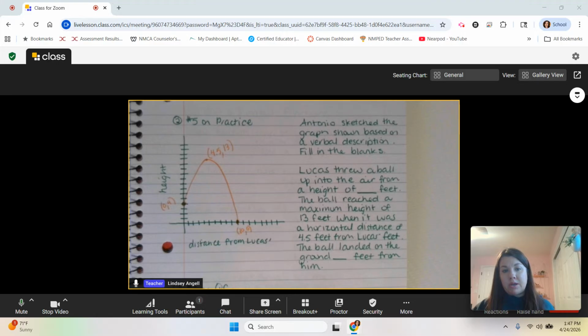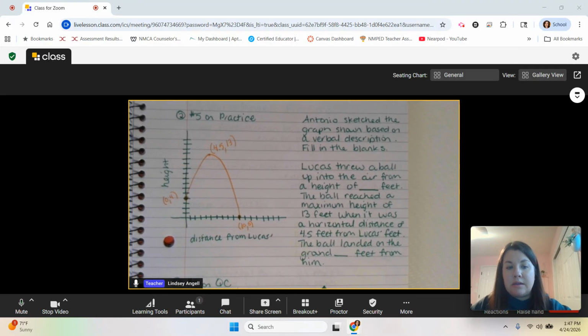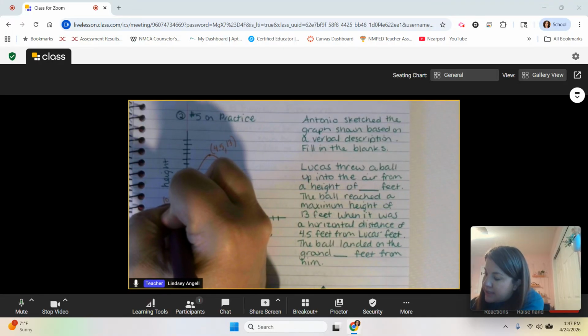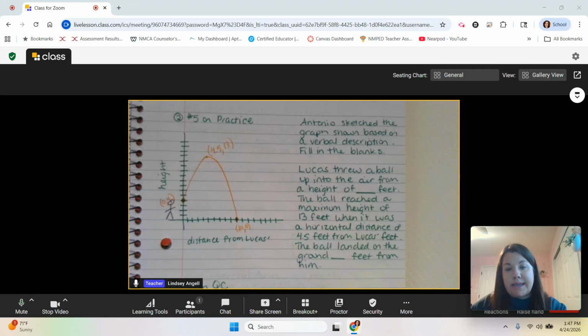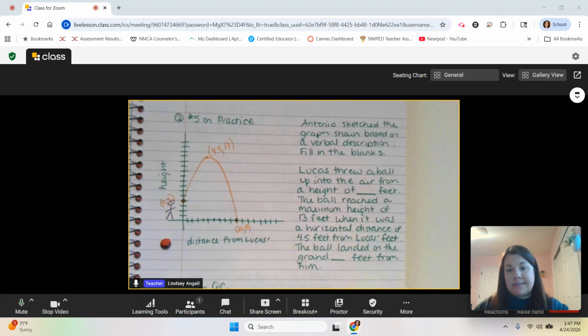The second problem that we're going to look at is number 5 from your practice. I thought it was kind of a cool graph. So it's almost like if you can imagine this kid throwing a ball, that's really what we're talking about, okay? So it says, Antonio sketched the graph shown based on a verbal description. Fill in the blanks. So your job is to fill in these blanks within the sentences. Lucas threw a ball up into the air from a height of blank feet. The ball reached a maximum height of 13 feet when it was a horizontal distance of 4.5 feet from Lucas's feet. The ball landed on the ground blank feet from him.